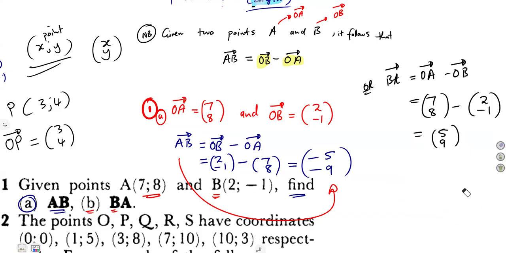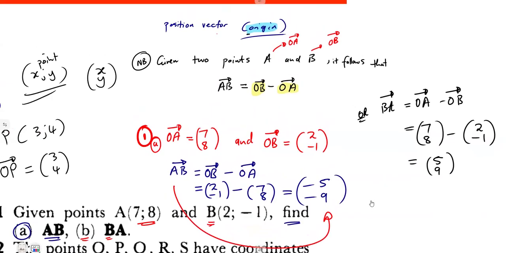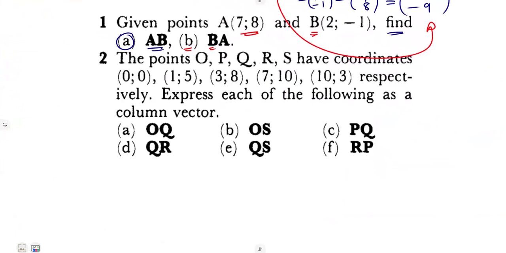So it is in your hands, the way that you calculate or determine your answers at the end. All right, let us consider number 2, the points that you're given. Here, O, P, Q, R and S have got these coordinates respectively. So that is what you're given. Express each of the following as a column vector.